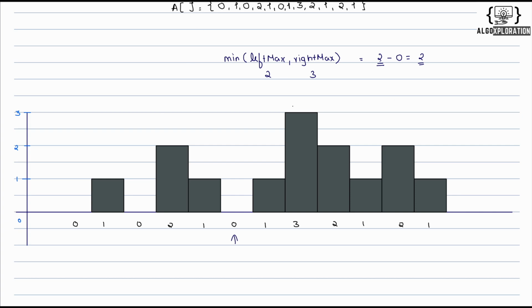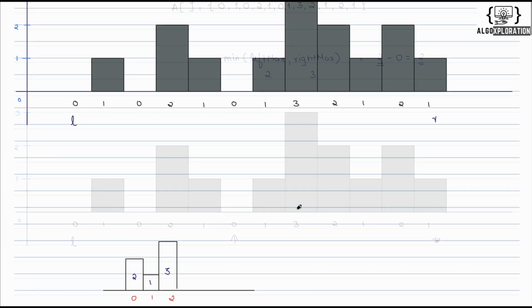Due to that we will have two variables pointing to the extreme left and the extreme right initially. So L will be pointing to the extreme left and R will be pointing to the extreme right. I hope you got this.